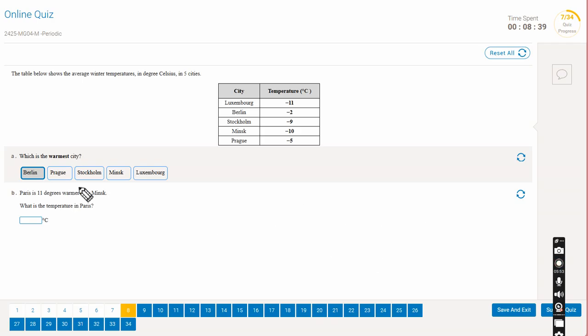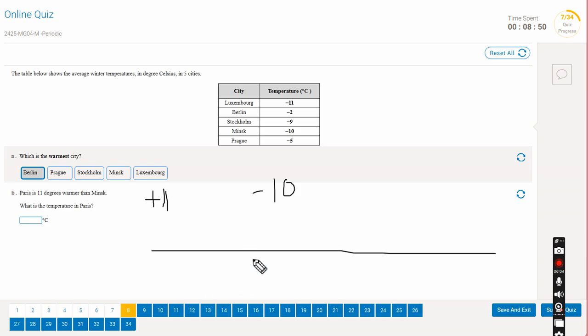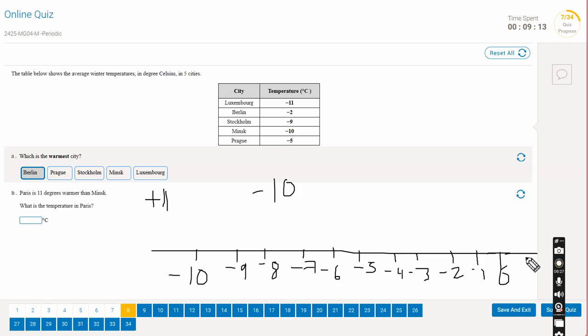Now Paris is 11 degrees warmer than Minsk. Now remember, 11 degrees warmer than Minsk, what does that mean? Plus 11, because they're saying warmer. It's getting hotter. So Minsk, where is Minsk? Minus 10. So -10, what you can do here, you can make the whole number line. You can try where your -10 is, you can make it here. So -10, okay? -10, -9, -8, -7, -6, -5, -4, -3, -2, -1, and 0 and 1. Make the number line as long as you can, so it will be easy for you.